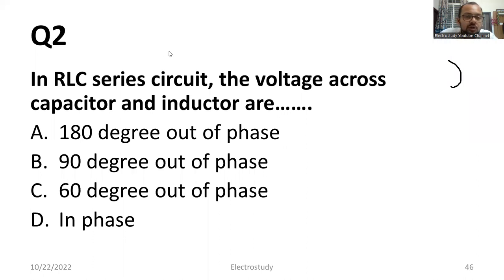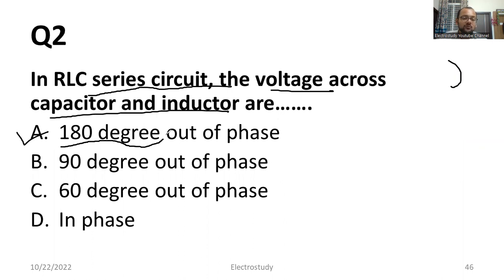Let's move on to question number 2. You can read the question. In an RLC series circuit, the voltage across capacitor and inductor are dash. So what is the right answer? Here it's a theoretical question. You know that in an RLC series circuit at the time of resonance, the voltage across the capacitor and inductor are 180 degrees out of phase. So please select option A. Option A is the right answer. I think it's clear to everyone.